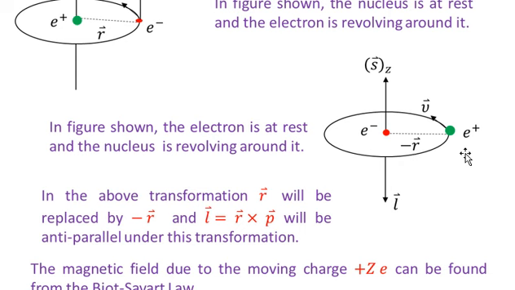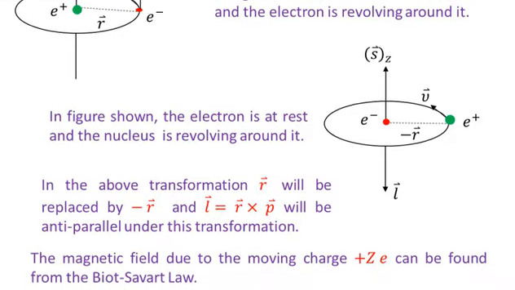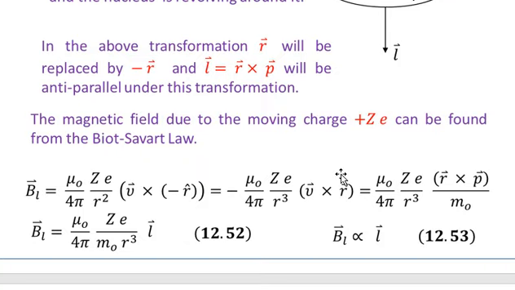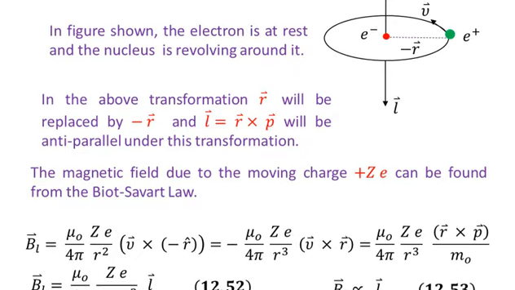And again, v is the velocity of the nucleus. And again, this is the Z component of the spin angular momentum due to the presence of the internal magnetic field, which I have not shown in this diagram. So in the figure shown on the right hand side, the electron is at rest and the nucleus is revolving around it. In the above transformation, r is replaced by minus r, and L equal to r cross p will be anti-parallel under this transformation, because due to the replacement of r by minus r, the direction of L will be rotated by 180 degrees.